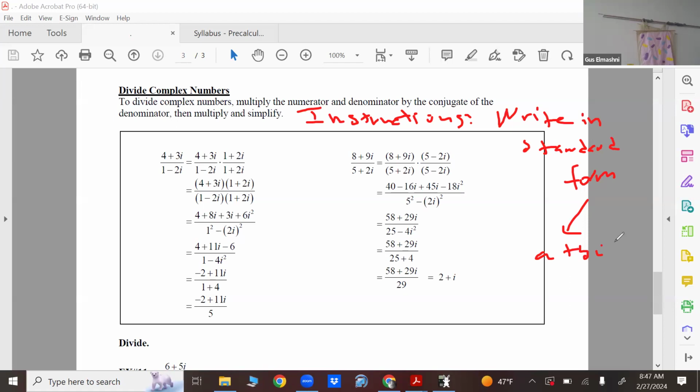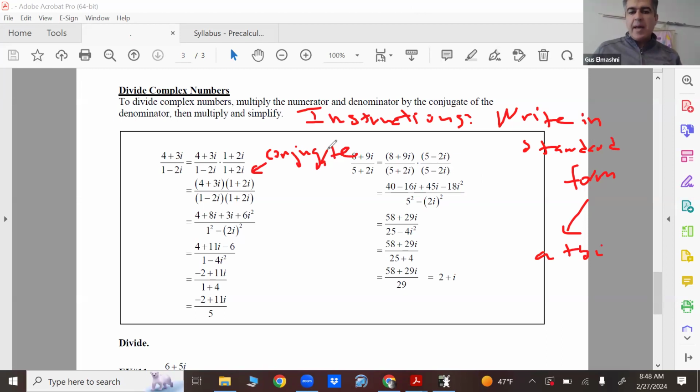Well, it's the trick here, and you might have seen this, it probably makes sense. You do the conjugate. This is called the conjugate. It's just the opposite sign for the imaginary number. So this right here is called a conjugate.